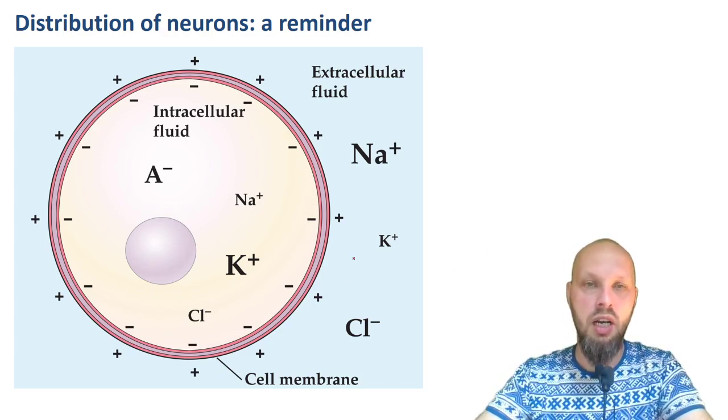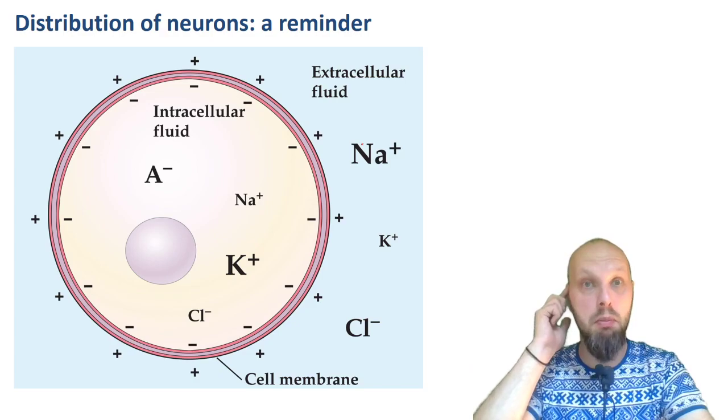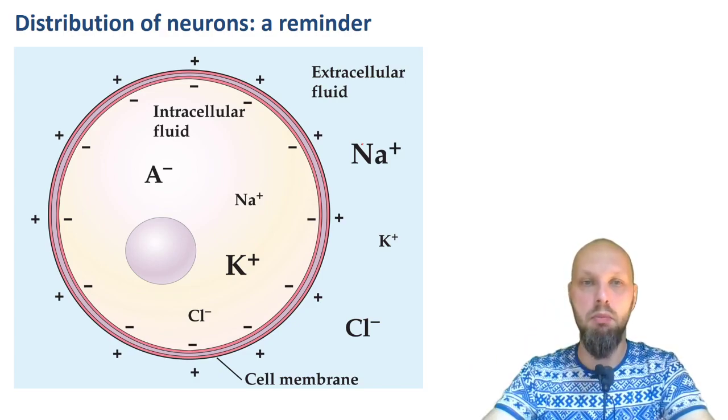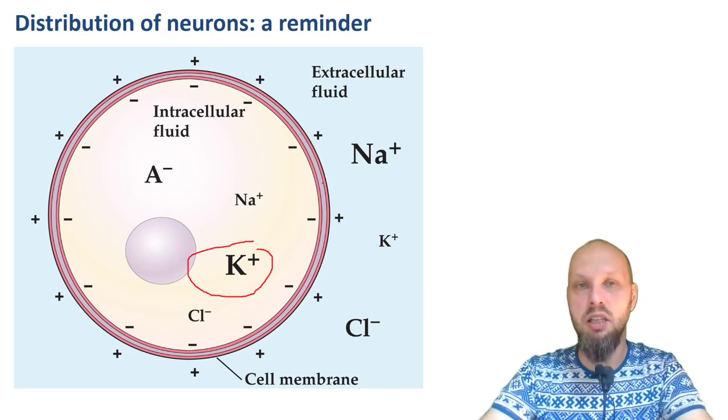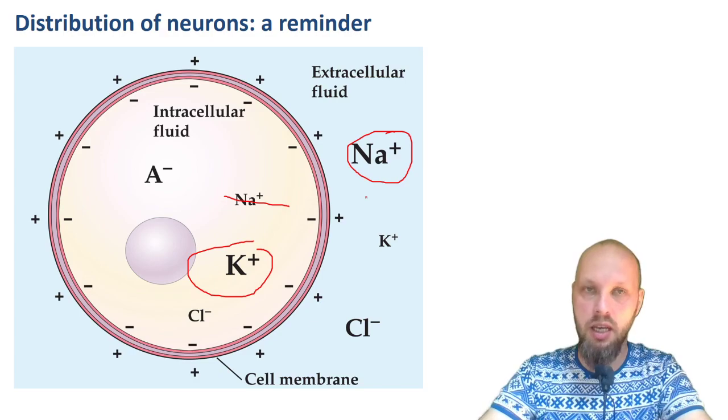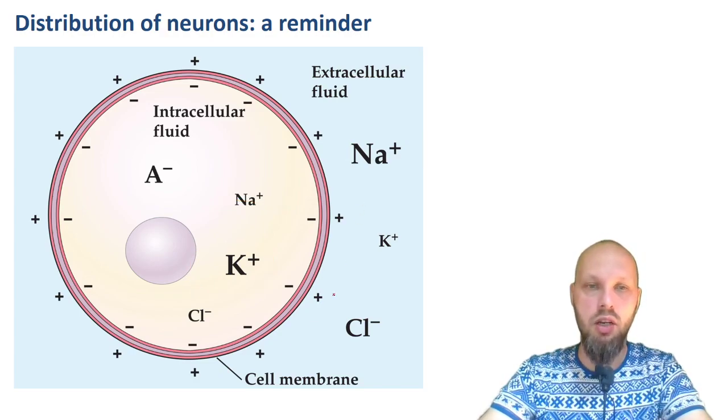You have special pumps that always pump potassium into the cell and sodium out of the cell, so that the concentration of potassium inside is high, the concentration of sodium inside is low, while the concentration of sodium outside remains high. So you have this pump that moves sodium outside and moves potassium inside.